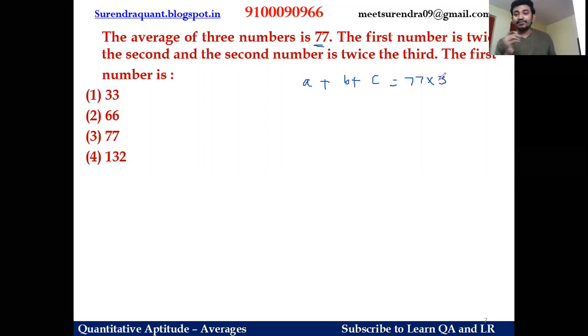So if the average of three numbers is 77, A plus B plus C by 3 is given as 77. If you cross multiply 3, A plus B plus C is 77 into 3. Okay, now let us come to this small conversion between the elements.